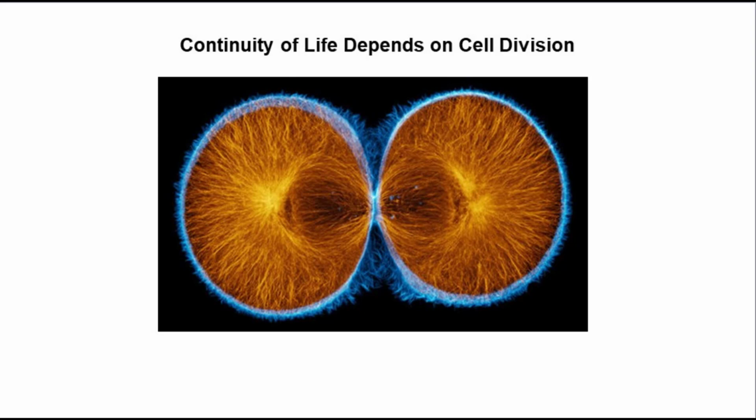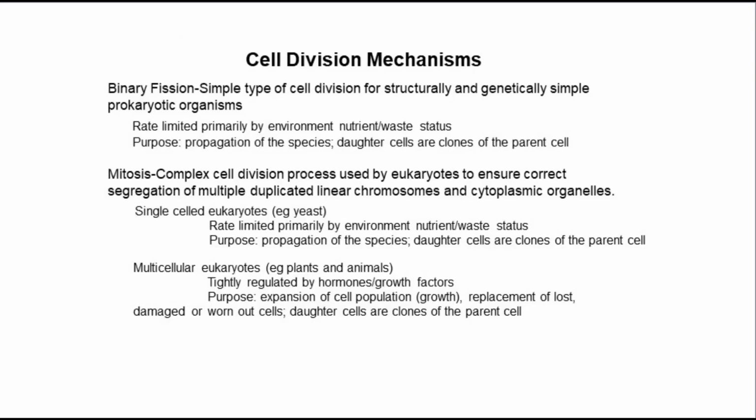That makes sense. So what we're going to do in this discussion is look at the three main types of cell division, and we're going to focus most of our time on the types of cell division that are occurring in eukaryotic organisms rather than prokaryotic organisms. So the three types of cell division mechanisms that we're going to be talking about are binary fission, mitosis, and meiosis. Binary fission is a simple type of cell division that's used in prokaryotic organisms to produce new daughter cells.